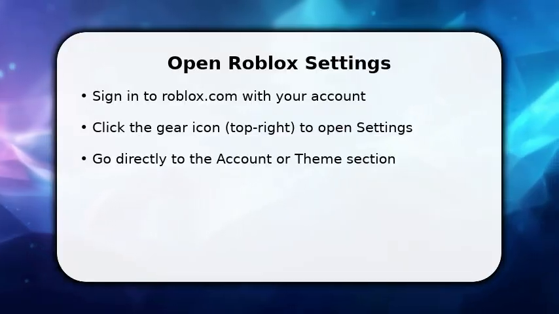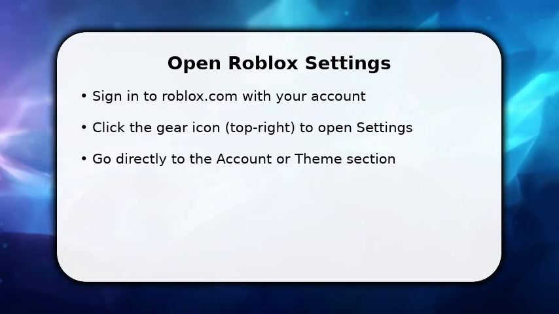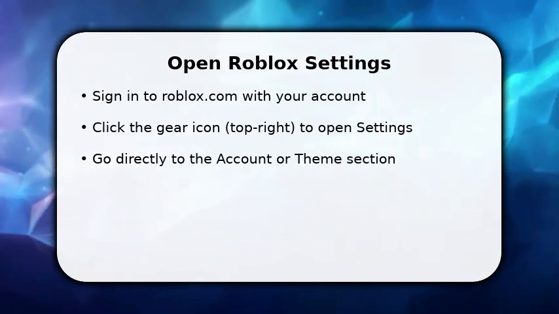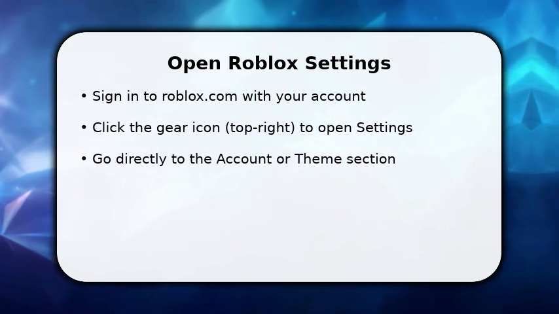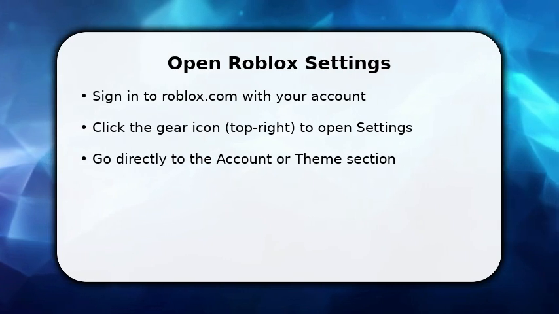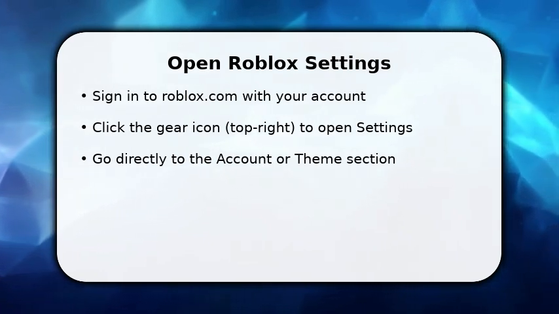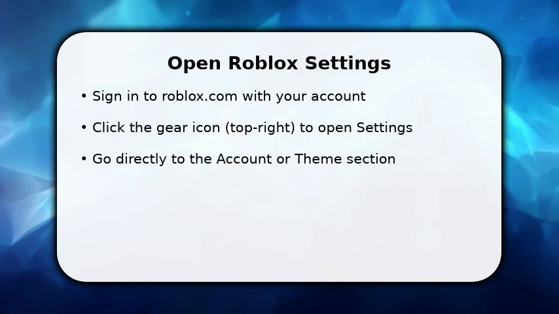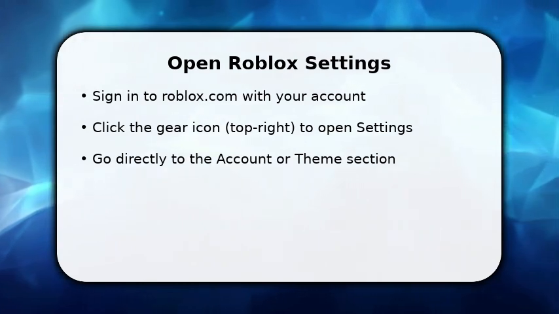You start on the Roblox website, sign in now and click the gear icon at the top right. Once signed in, open Settings and go straight to Account or Theme. This is the only built-in route to change the site appearance, so don't jump to extensions yet. Make sure you're using a desktop browser for full settings access.